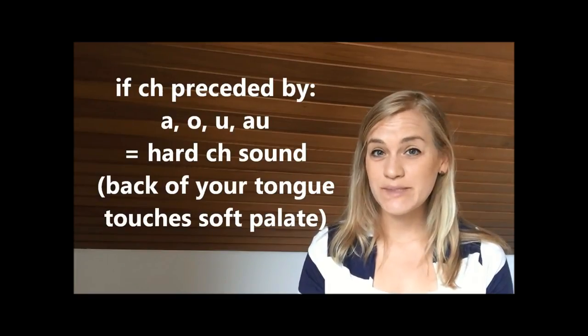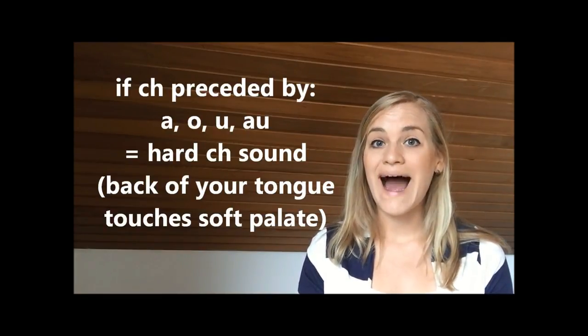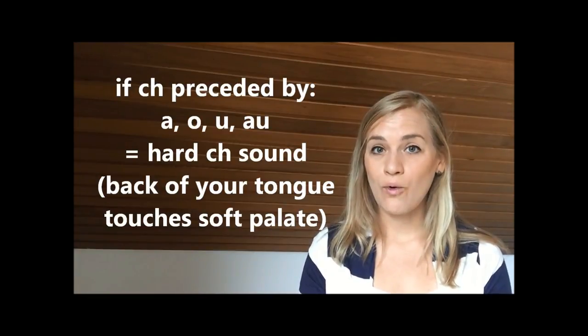It sounds weird when you do it just like that without saying a word, but anyway, this is how it works. You start by pronouncing an H, and then you move the back of the tongue up towards your soft palate, which is in the back of your throat, and you can pronounce that ch sound, okay? There it is. So whenever the CH is preceded by A, O, U, or AU, you have to make the ch sound, okay?